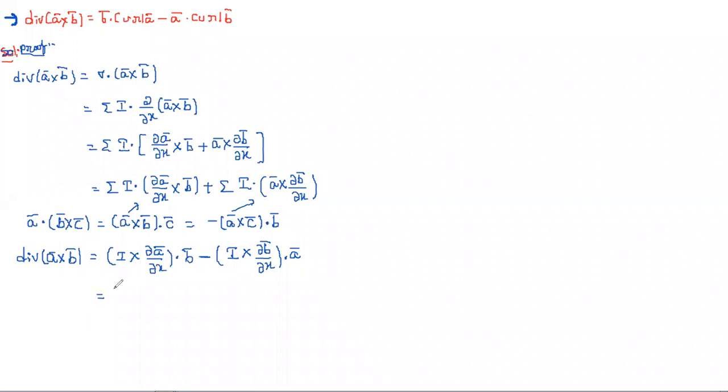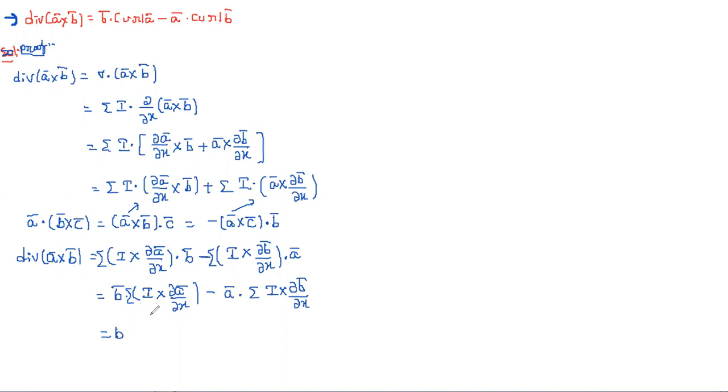Now we need to simplify this one. Simply we can write B bar dot i cross, so this is summation and this is also summation. So we can write this as B bar dot summation i cross dou A bar by dou x, and next minus A bar dot summation i cross dou B bar by dou x. Okay.